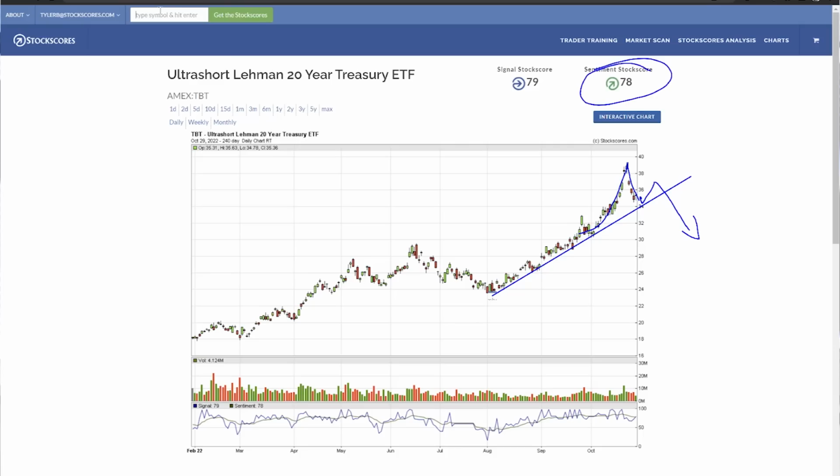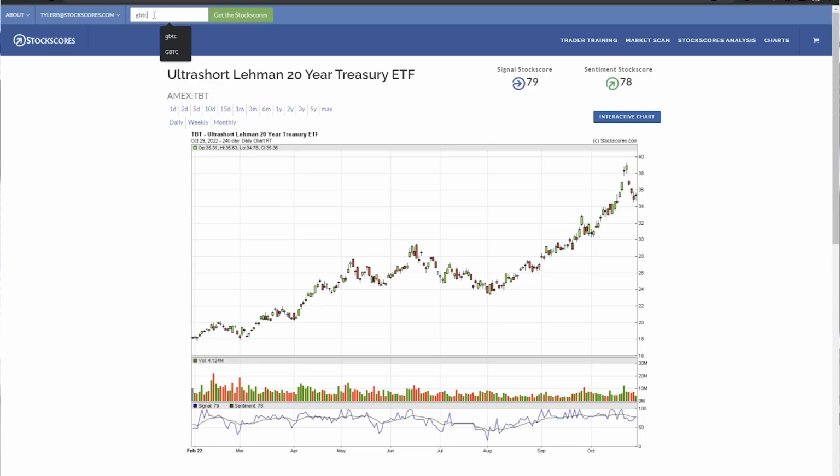Notice the sentiment stock score is still very high. It's been high through that entire upward trend. You can see the power of using that. When the trend was down, the stock scores fell. It's a very helpful way to get a quick assessment of where anything is going: stocks, commodities, whatever.